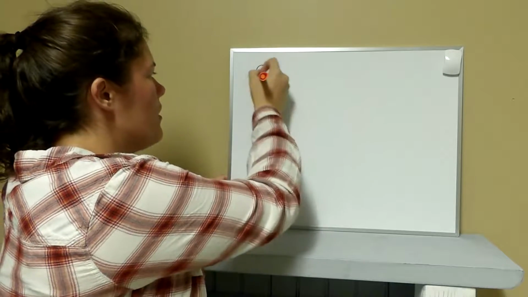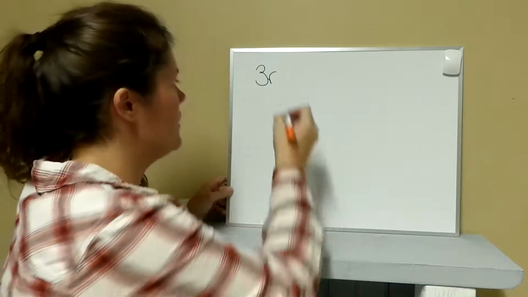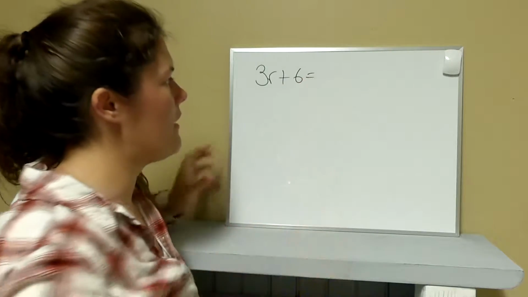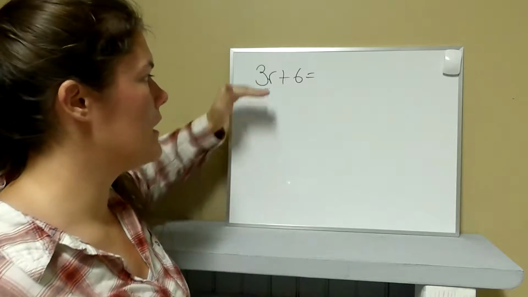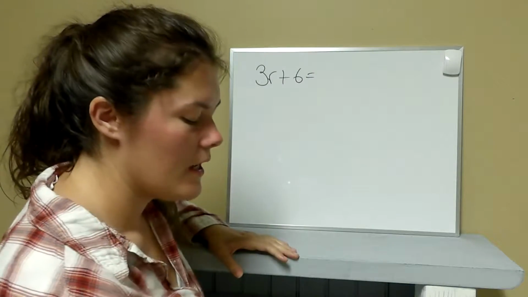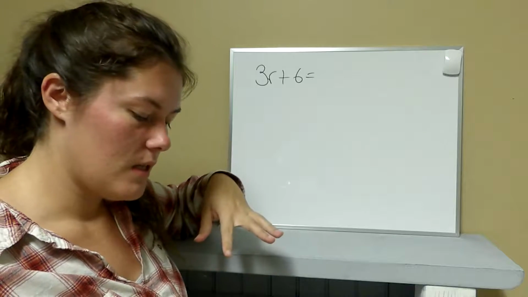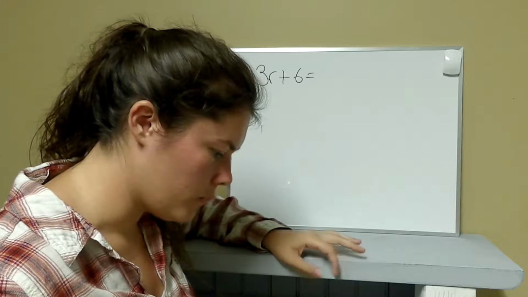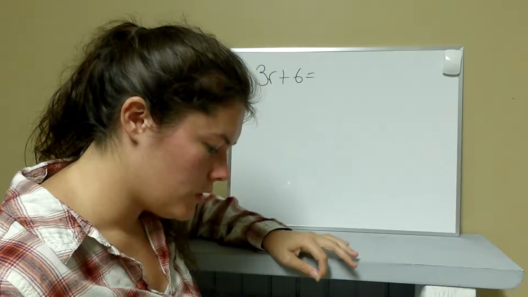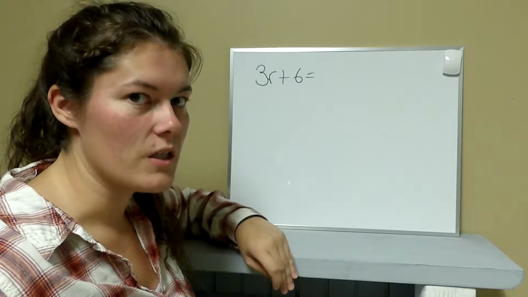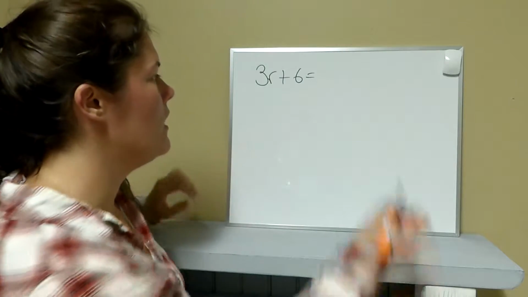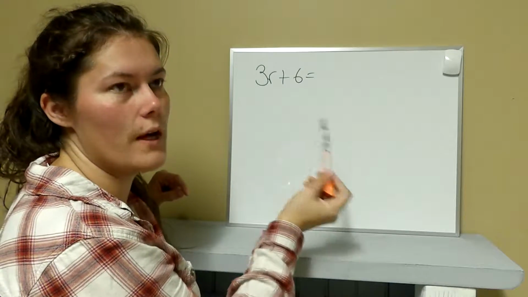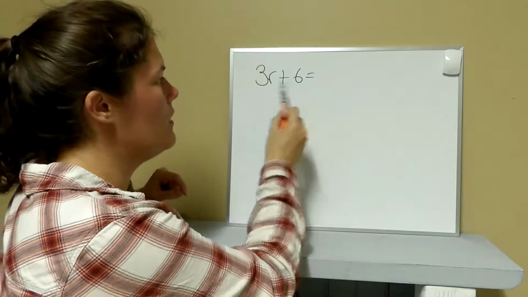You have 3r plus 6, and now you would have to factor this. With factoring, you're getting it to the smallest number. In your books, you're looking for the greatest common factor. So the greatest common factor in here is the 3. You can't do anything more with 3.